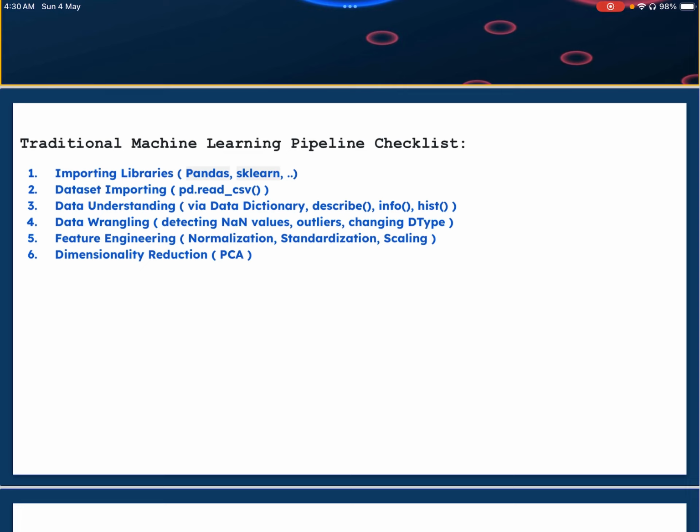Then we have the data wrangling or data cleaning, where we focus on detecting missing values, outliers, and changing the types, trying to fix the data and make it complete in order to help us train the machine learning model later on. Then we have the feature engineering. Feature engineering focuses on transforming the current variables into more valuable features that our machine learning model can understand.